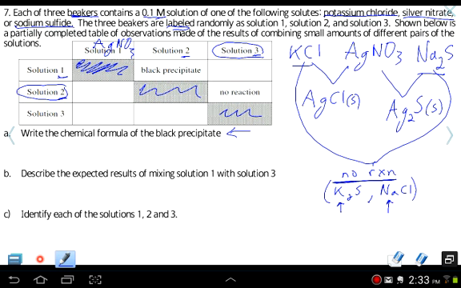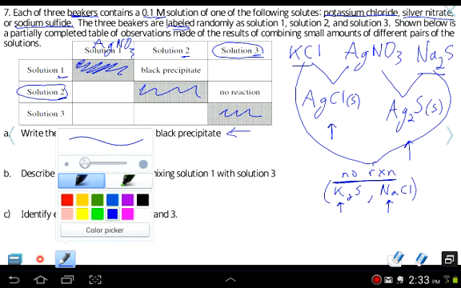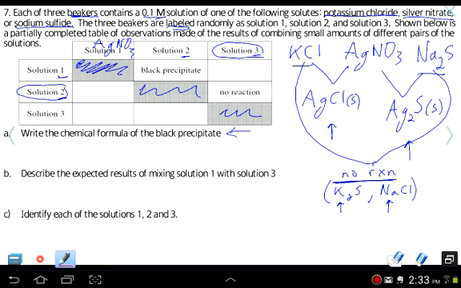And now furthermore, we can try to find out which formed the black precipitate. So between these 2, silver chloride and silver sulfide, if you had to guess, think about which you would guess would be the black precipitate. And your guess is right. The black precipitate is going to be the silver sulfide. Sulfides are going to be black. Chlorides are for the most part white.